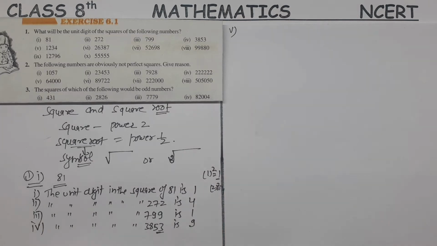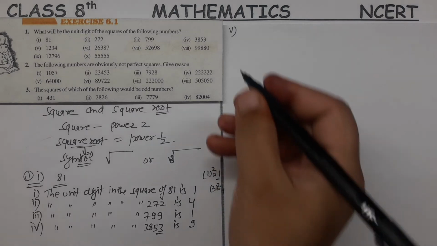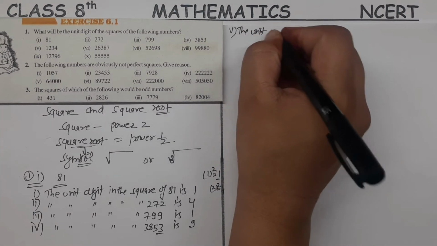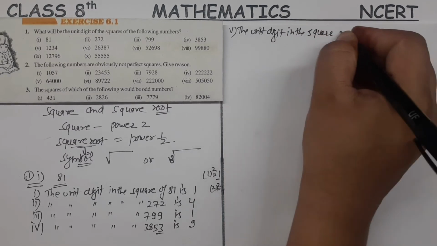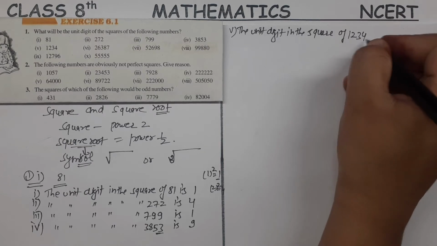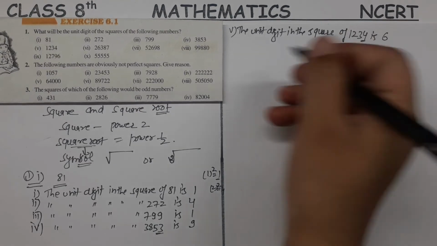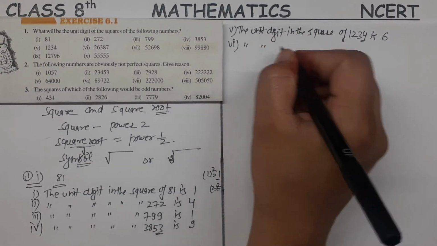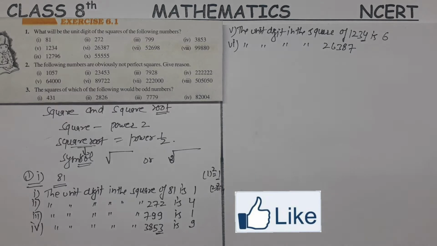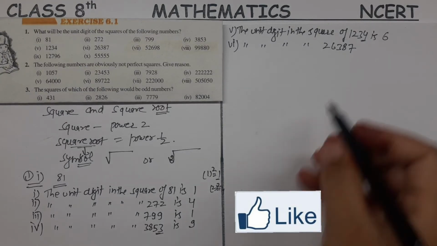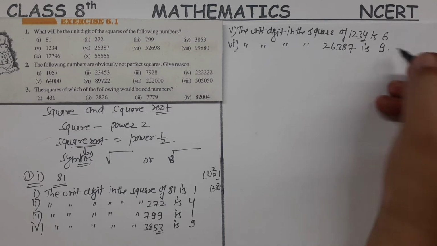Next, 1234. The unit digit in the square of this number is 4 4s are 16, that is 6. Next part, we will write continue like this. Number is 26,387. Unit digit is 7. Then its square is 49. Unit digit 9.